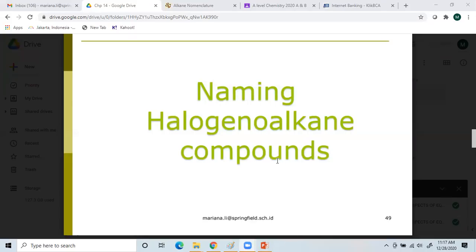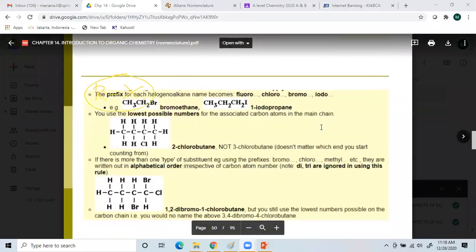Okay, we have learned about naming alkane, alkene, and then benzene, right? Now we'd like to learn about another functional group. This is halogenoalkane. Don't forget halogenoalkane is RX, yeah. So carbon connected to a halogen atom. So how to give a name for a halogenoalkane compound?